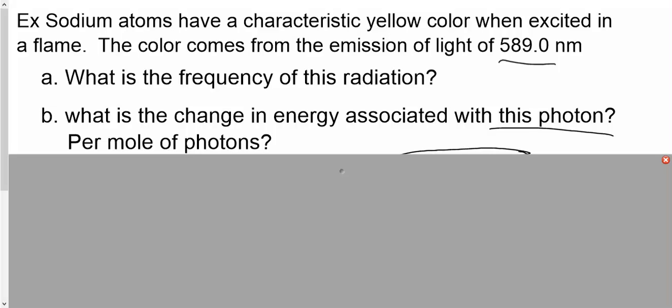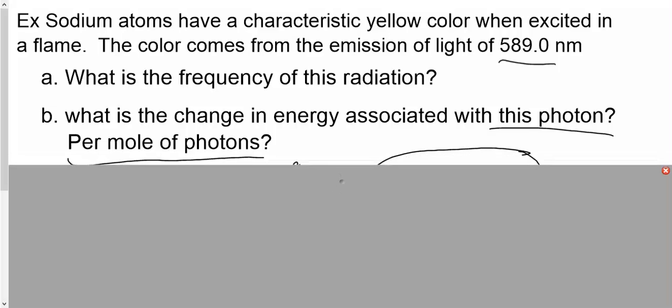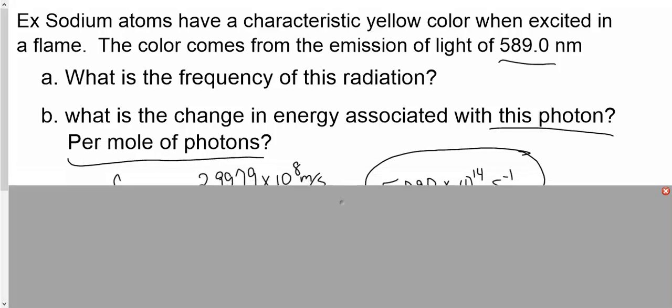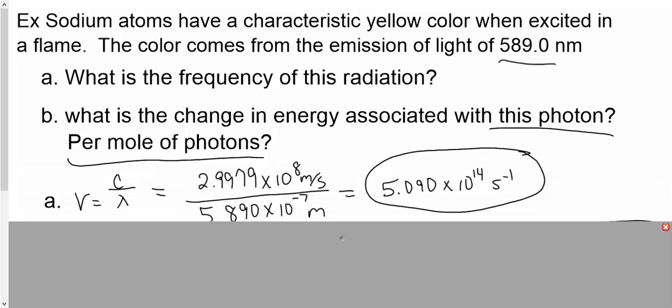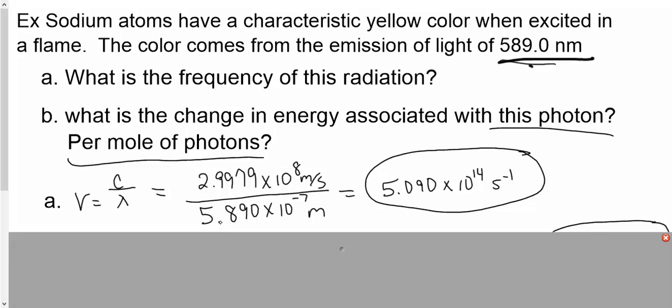So first we'll start with A, and we'll just find frequency. We're looking for nu. So I've arranged this equation to solve for frequency, and it's just the speed of light over the wavelength. Again, remember, change nanometers to meters by putting it in scientific notation, multiply by 10 to the negative 7th. So when you divide, you get 5.09 times 10 to the 14th hertz. That will be our frequency.